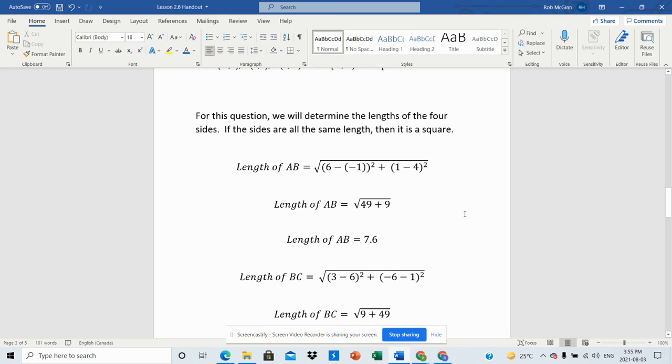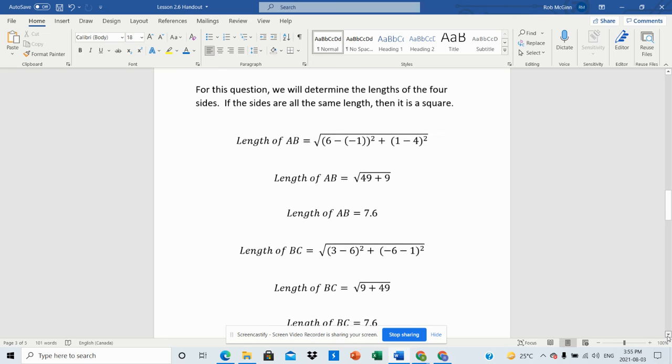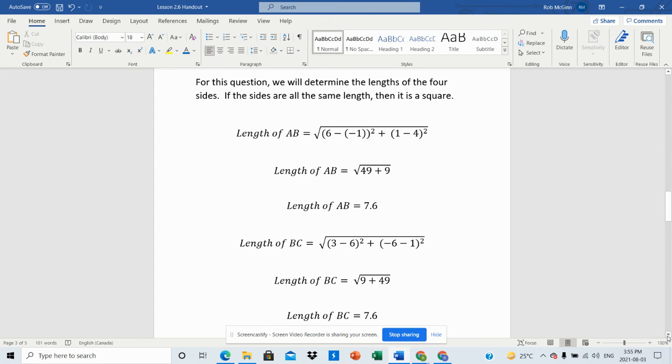And you may recognize those numbers, 9 plus 49. We had that for the length of AB. So we now add those together to take the square root. We already know the length of BC is going to be the same as AB. It's going to be 7.6 units long. Let's do this one more time for the line segment CD. And if that's 7.6 units, we know we've got a square because that'll mean that AD also has to be 7.6 units in length.